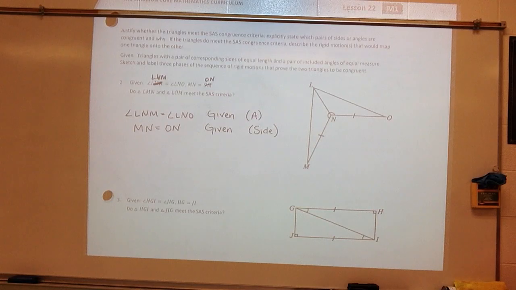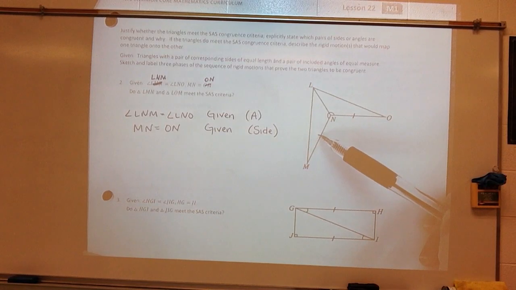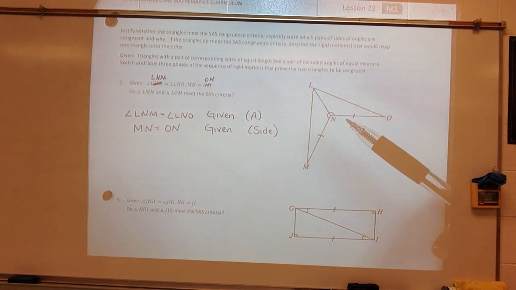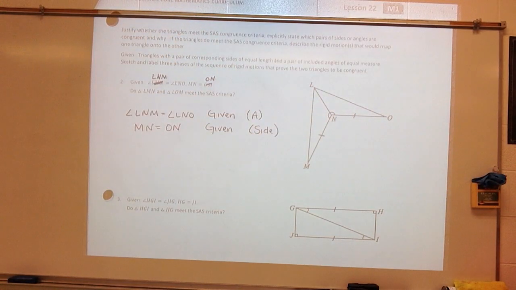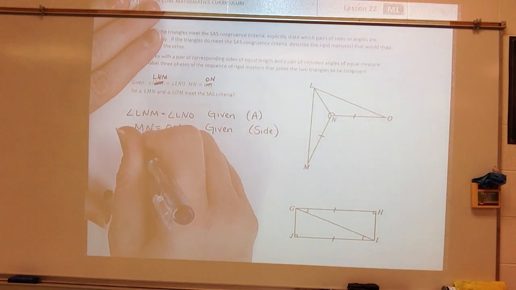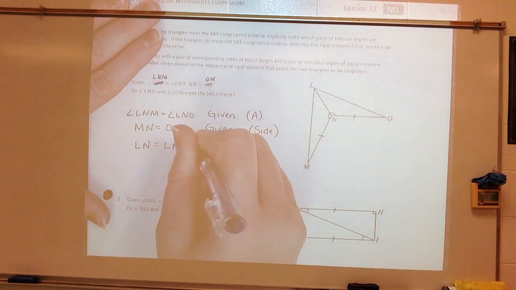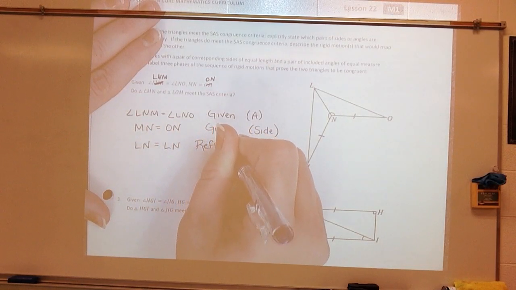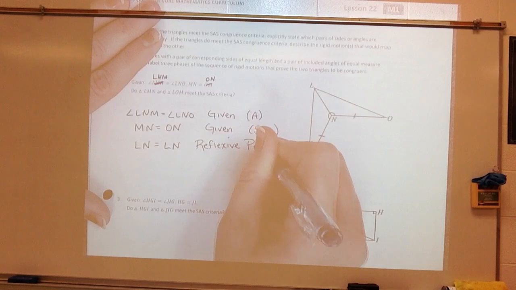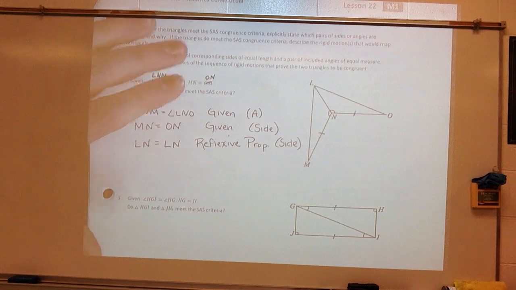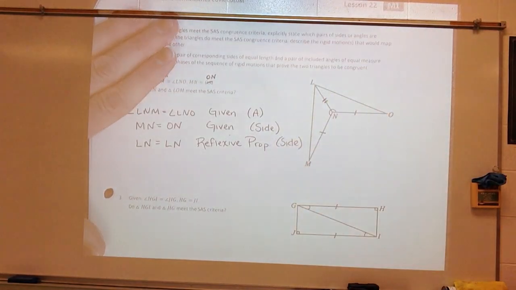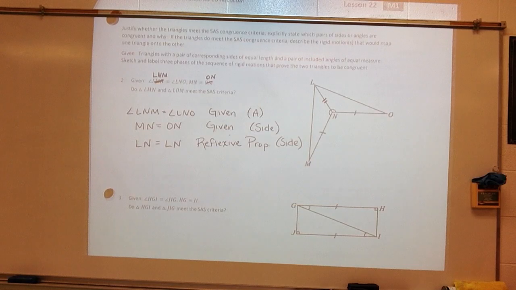So the only thing else that I need to prove is a side. Now remember, it needs to be side, angle, side. So I need to prove that LN is equal to LN. Can I prove that? Yes, I can, because of what we call the reflexive property. They are the same exact side, so therefore, I can prove that they are equal. So LN is congruent to LN.